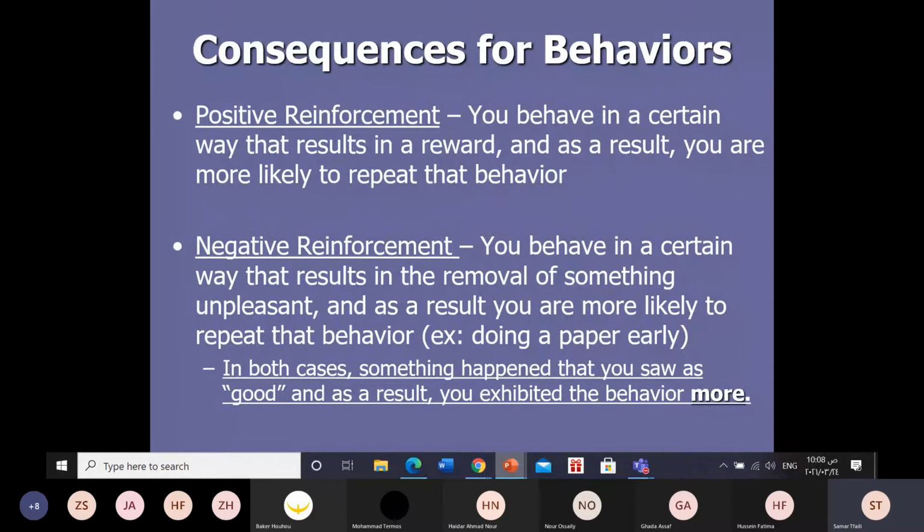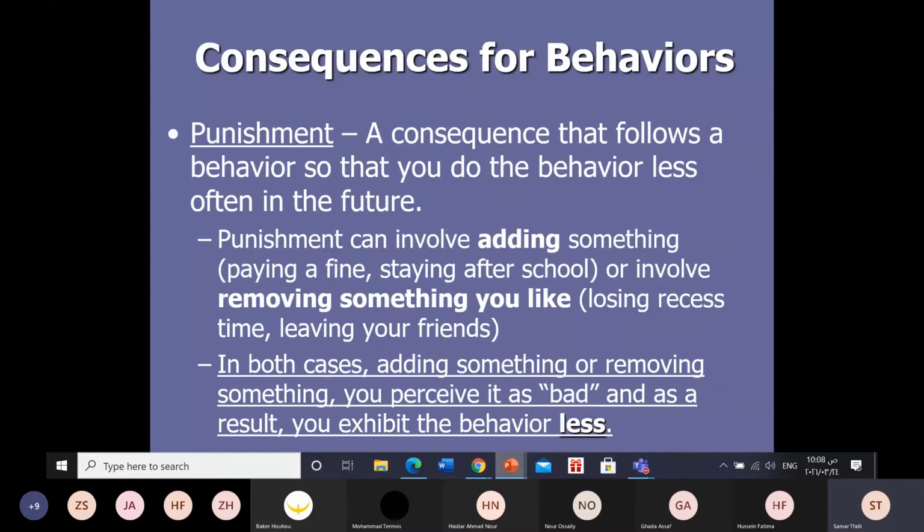For example, doing a paper early, or as I said, the exemption example. In both cases, negative and positive, something happened that you saw as good, and as a result you exhibited the behavior more. You are encouraging the behavior that is a good behavior in both cases. Whereas punishment is a consequence that follows a behavior that you do so that you do the behavior less often in the future. A behavior I don't want, I give punishment.